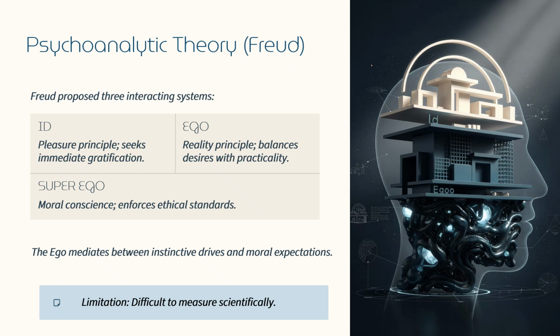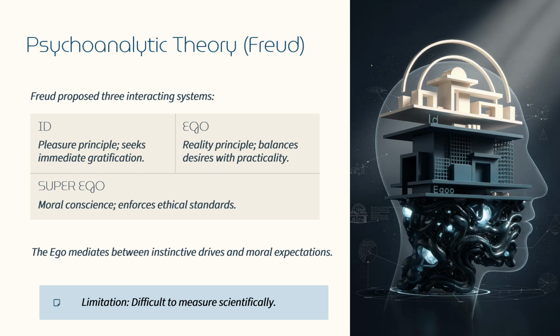And the second, the ego. The ego operates on the reality principle. It is the conscious, logical part of the personality. Its job is to find a way to satisfy the id's desires in a way that is realistic and socially acceptable. It often has to postpone gratification until an appropriate time.